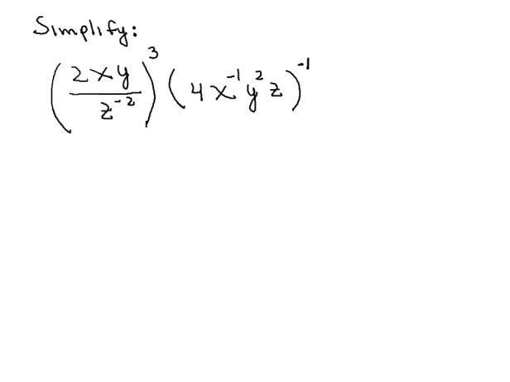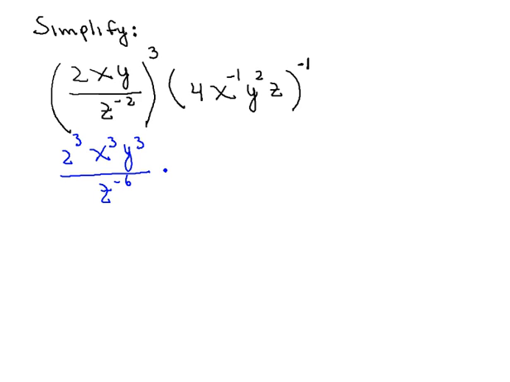Now what we'll do first is to distribute the exponent 3 over the numerator and denominator of that first fraction. So we have 2 to the third, then x to the third, y to the third, divided by, and when we take z to the negative 2 to the third, you recall we multiply exponents, so that becomes z to the negative 6th power.